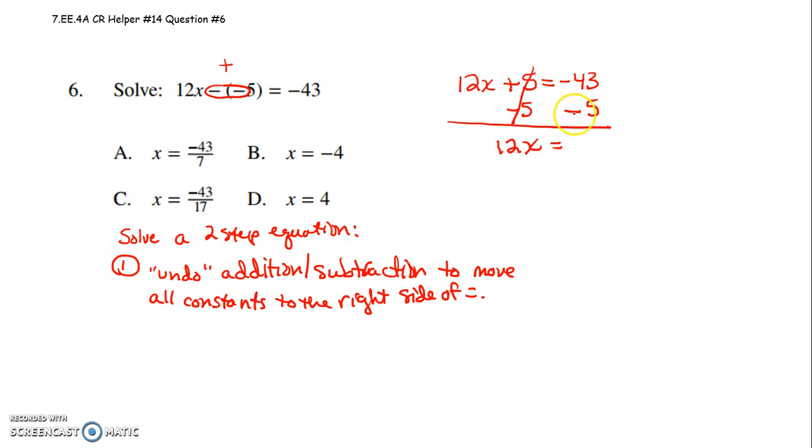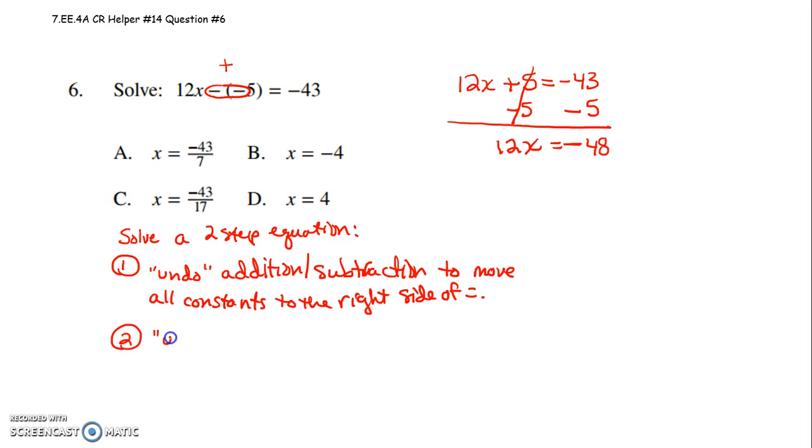Negative 43 minus 5, signs are the same. I find the sum, I keep the sign. So we know our answer will be a negative. Negative 43 minus 5, I'm going to find the sum. 43 and 5 more is 48, keeping my negative sign.